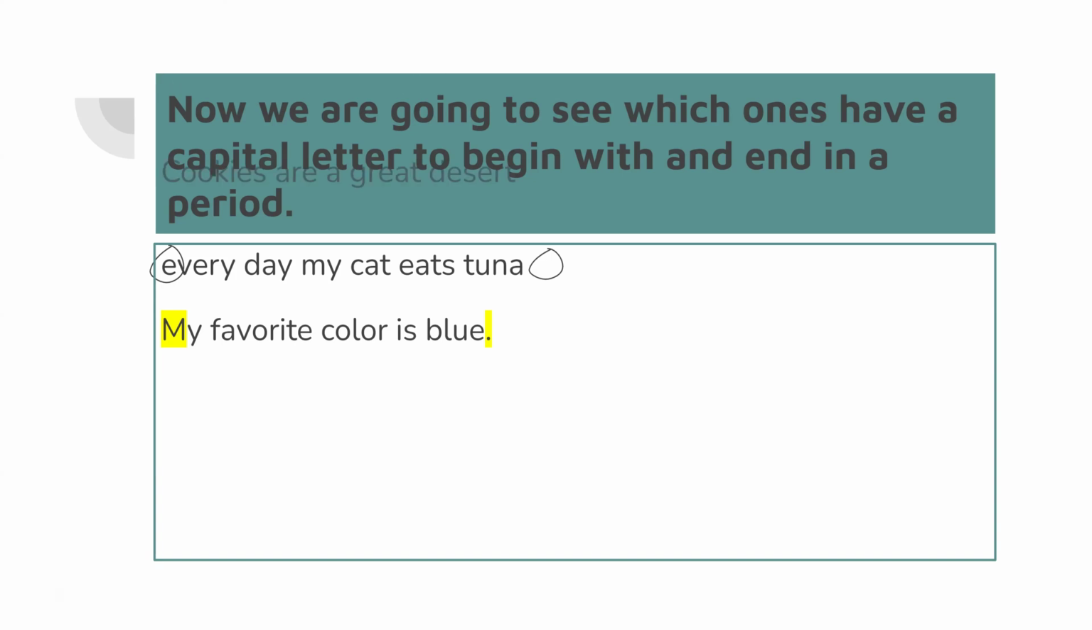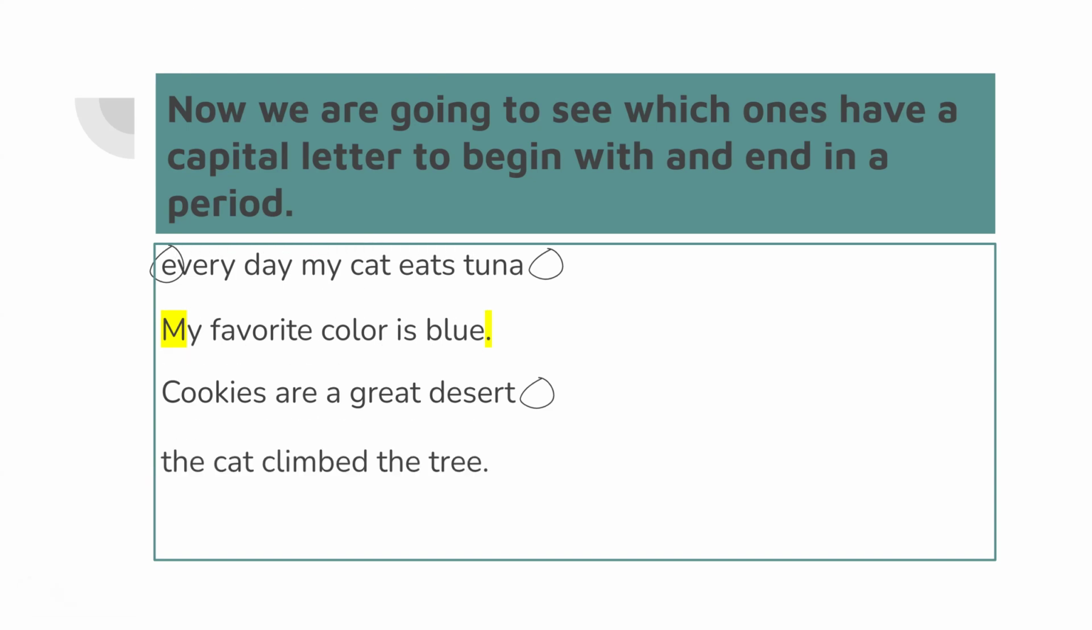Next sentence says "cookies are a great dessert." If we look at the very first word, we can see that it starts with a big capital letter C, so far the sentence is good. "Cookies are a great dessert." Oh, but at the very end, I'm noticing that there's not a period. I do not see the small little dot at the end of our sentence, so we know that it's not a complete thought, it's not a complete sentence, and we need to fix it.